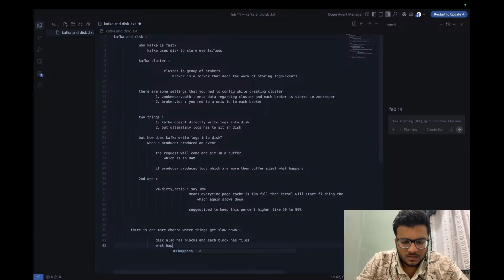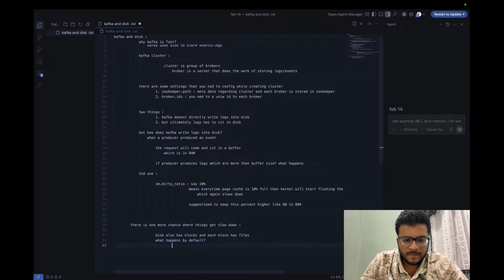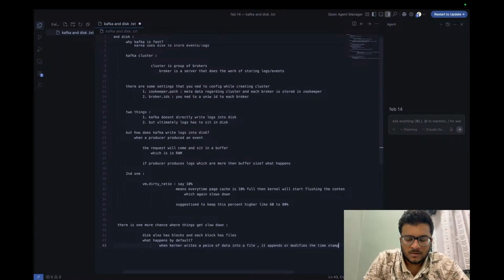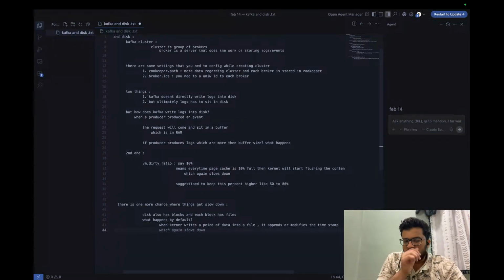Now, what happens by default? When the kernel writes a piece of data into a file, it appends, or you can say modifies, the timestamp. Now imagine the kernel is writing 100 things, and for each write operation you say, okay, for operation one this time changes, for operation two this time changes, which is again slower, right? This is slow.